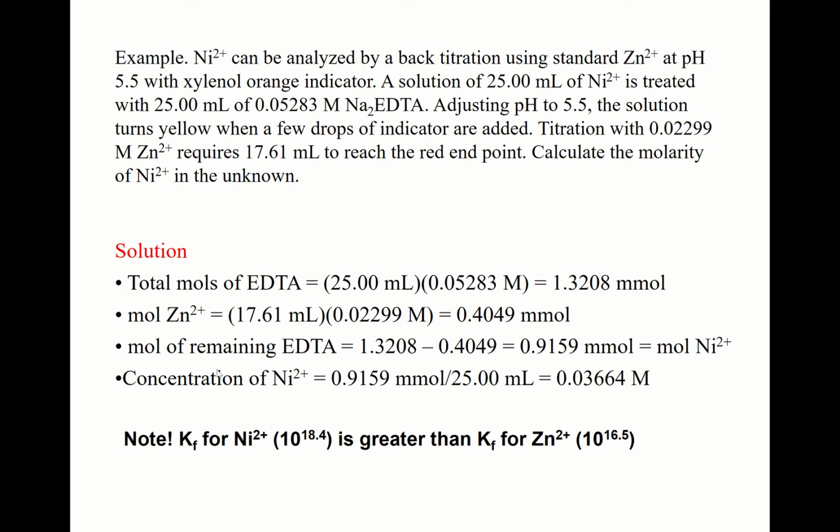So the concentration of nickel ion is what? This millimole divided by the initial volume, 25 milliliters, and we get this number. You understand? This is quite simple.